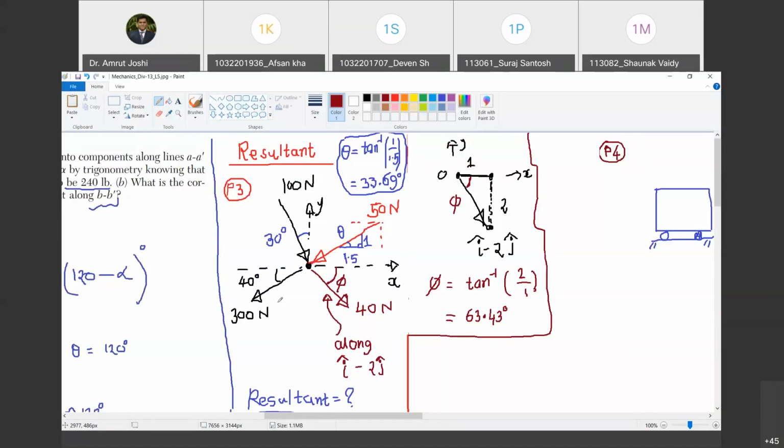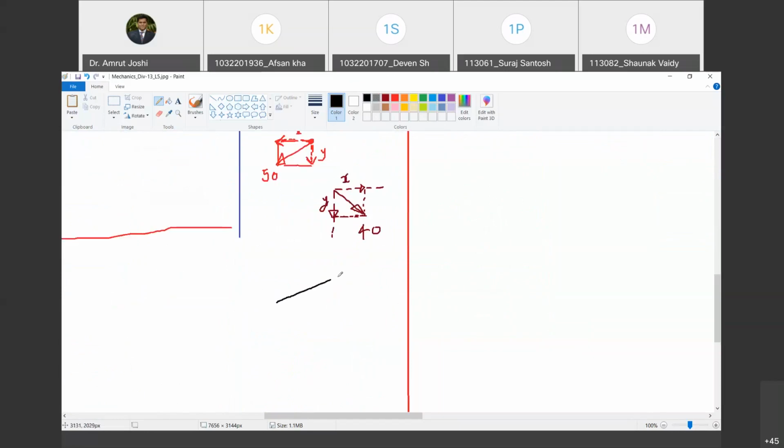Minus. Why? Because, again, this is the last time in this course I am doing this, so understand the logic. This 300 Newton force I drew here. Happy? Yes. Then this is the x direction and this is the y direction. If I want two forces along x and y such that their addition is this 300 Newton, the forces will be like this. Do you agree with me? Yes, sir.